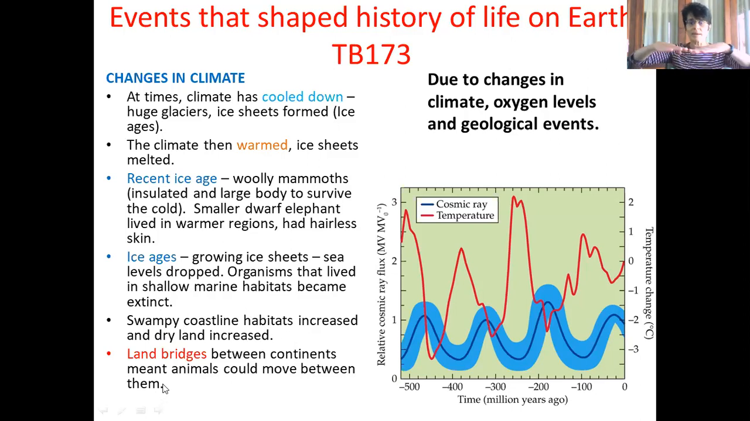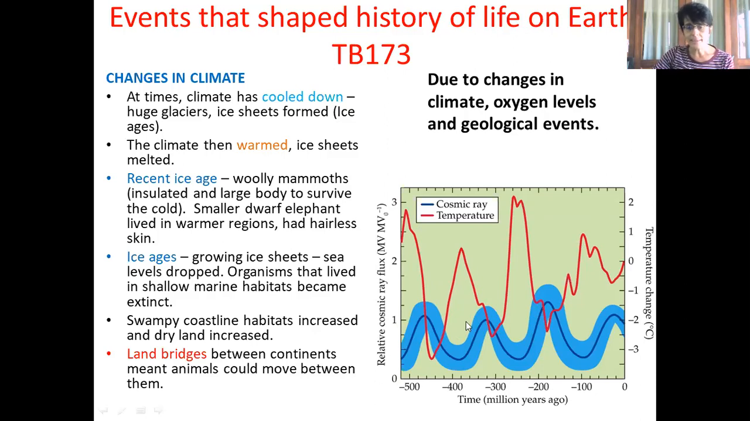And because the sea levels drop, continents are joined by land bridges, and that could allow movement of organisms between different continents. There's a similar graph on page 173 to show how the climate has changed. This one shows temperature change in degrees C. We can see there are increases and decreases in temperature. It's a natural cycle, all right?